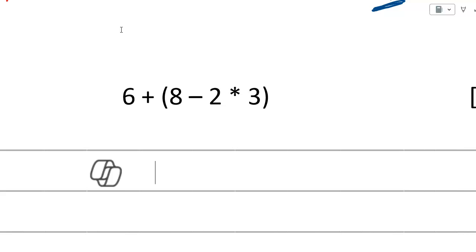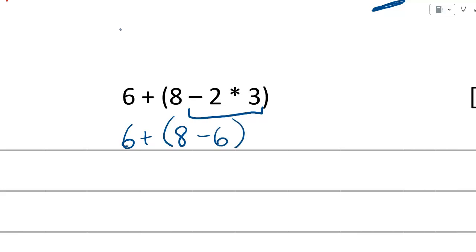PEMDAS, GEMDAS, parentheses, grouping. Yes, we do have some grouping symbols, so this is what we're going to focus on. All right, now remember, within the grouping symbols, always start the order of operations over. So there's not another set of grouping symbols within this set of parentheses. No exponents. Multiplication, though. Okay, that's negative 2 times 3. Take the sign with you. Get used to that. Negative 2 times 3 is negative 6, so just say 8 minus 6.